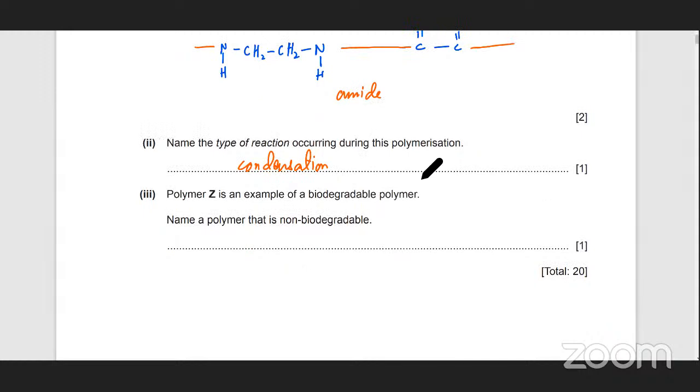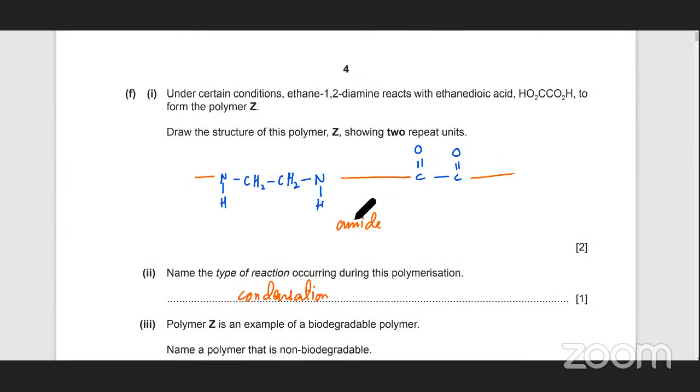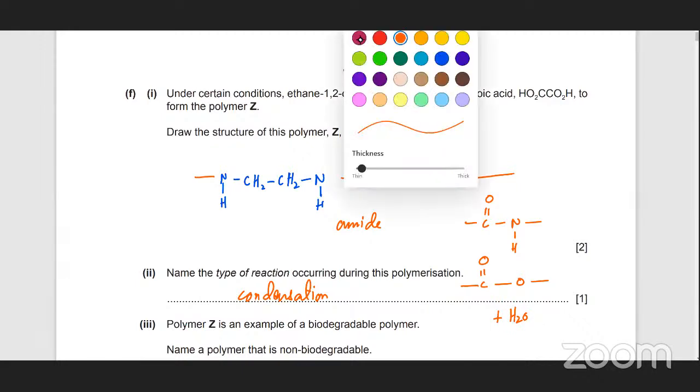Yes, sir. Achha, polymer Z is an example of biodegradable polymer. Name a polymer that is non-biodegradable. Achha, remember all these condensation polymers, the ones that contain amide links, the ones that contain ester links. These are very polar links, and all of them are biodegradable because they can be hydrolyzed by water. Because they're so polar that they attract water molecules and they tend to react with water molecules.